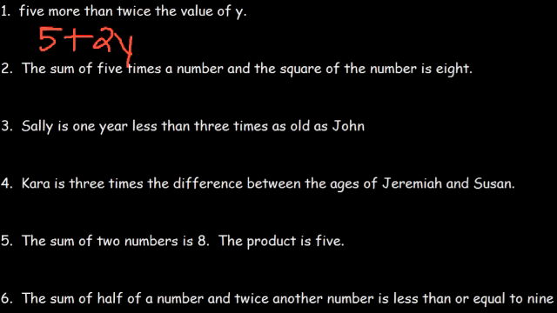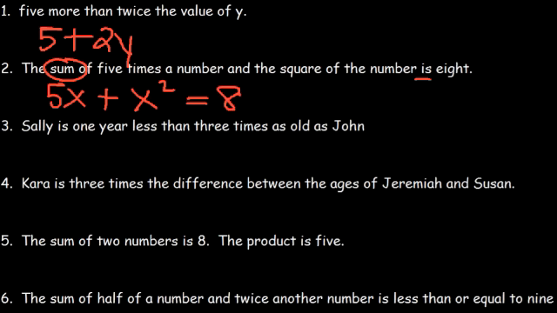Number 2, the sum of 5 times the number and the square of the number is 8. So 5 times the number, let's call the number x. So 5x, and the square of a number, which is x squared, and since we have the word sum, it's going to be plus. And then "is" is the same as equal to, so is 8.